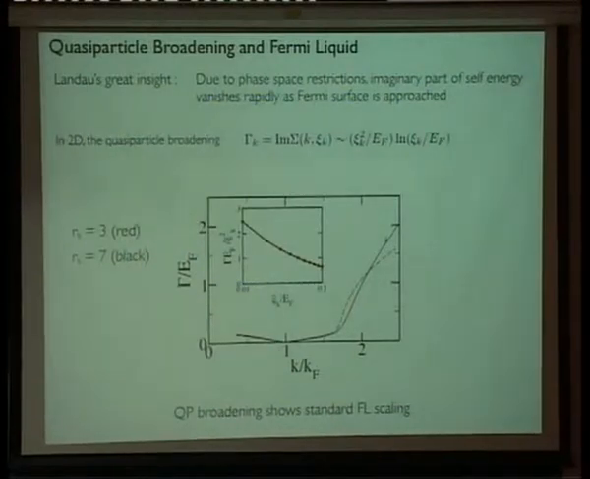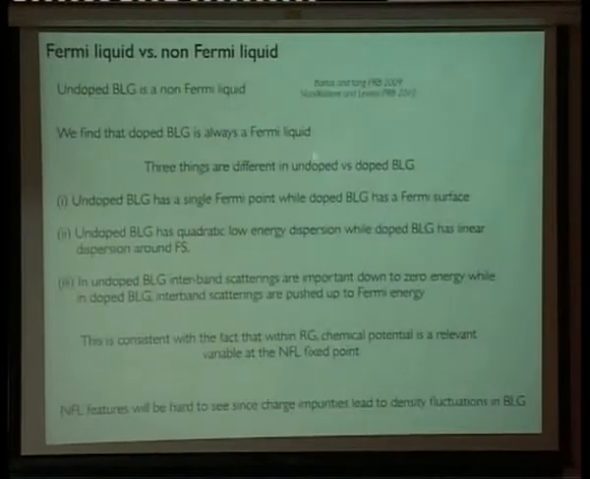So there's one thing we need to understand: there's work by Barlas and Young, Nandkishore and Levitov, basically showing that if you go to exactly the Dirac point, with no doping, then undoped BLG is a non-Fermi liquid, and they have some RG calculations showing that. Now, we find that doped BLG is always a Fermi liquid. By always, I mean we showed data up to rs equal to 10. We have gone even below and much above, and nothing changes essentially.